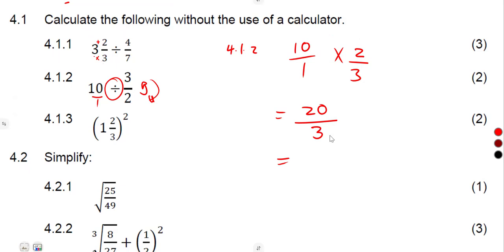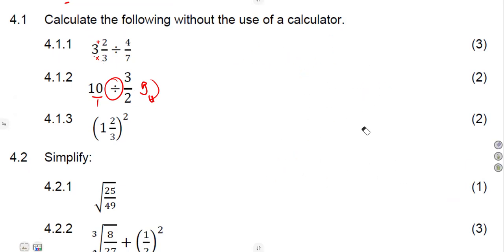3 into 20, that's into 18. It's going to be 6 times into 18. And 20 minus 18, that's a remainder of 2. Over what? Over 3. All right, so this one was a little bit direct. All right, let us change to 4.13.